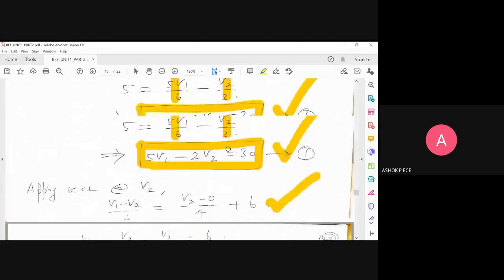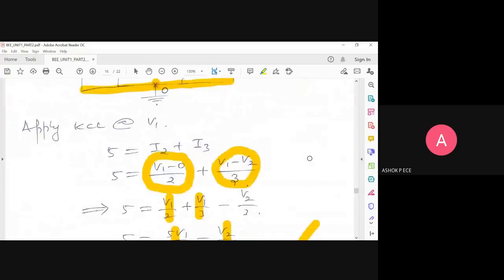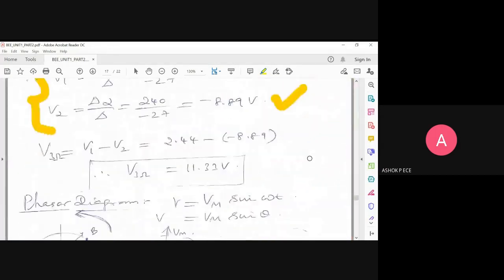What is asked in the question? Find the voltage across 3 ohms. So what is the voltage across 3 ohms? The 3 ohms is lying between V1 and V2, and what direction of current have we assumed? Current is flowing from V1 to V2. So the potential is going to be V1 minus V2.